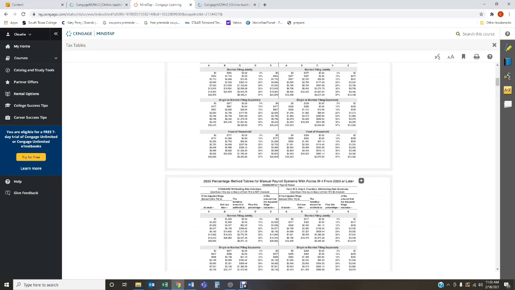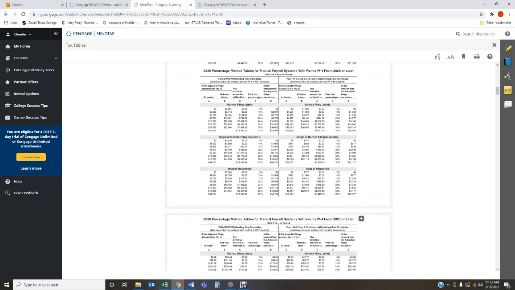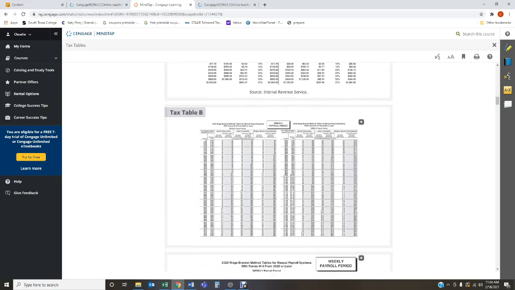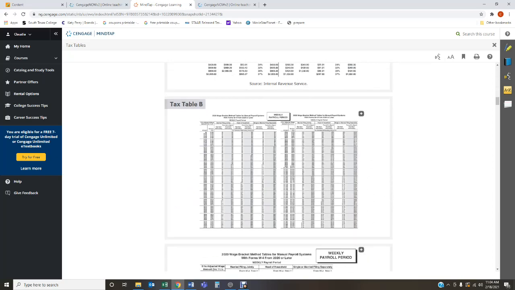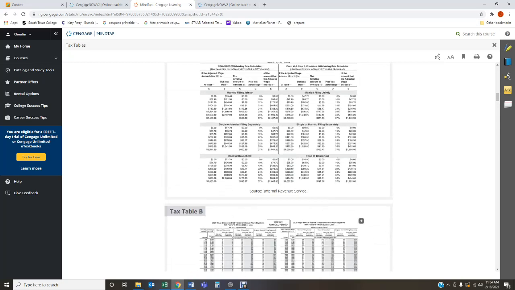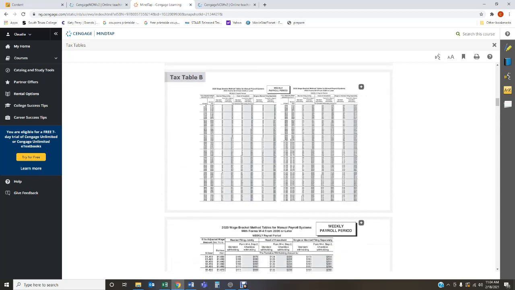Now, the employee is getting paid weekly. So you have to look for the table that says weekly payroll. This one is daily, this one is monthly. You need to go to the table that says weekly payroll, because this employee is getting paid on a weekly basis, and you have to locate the information that you need.